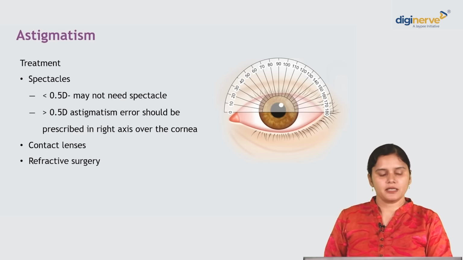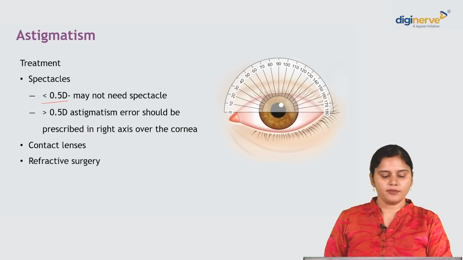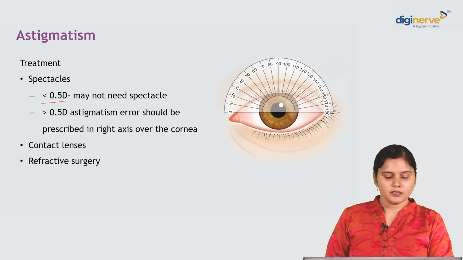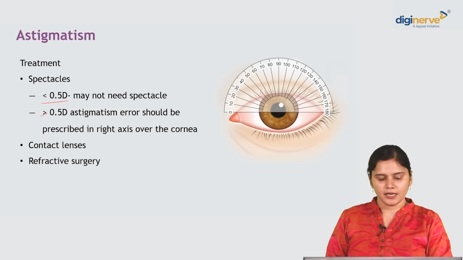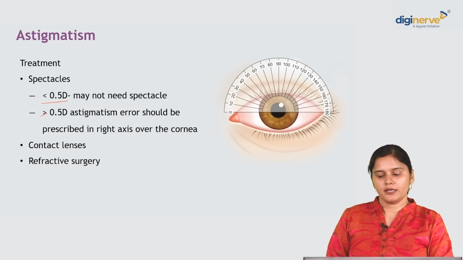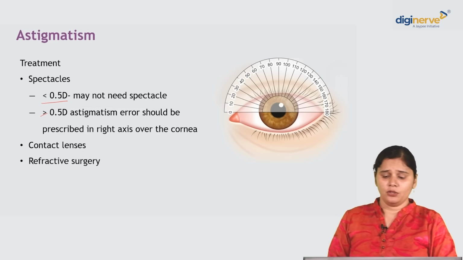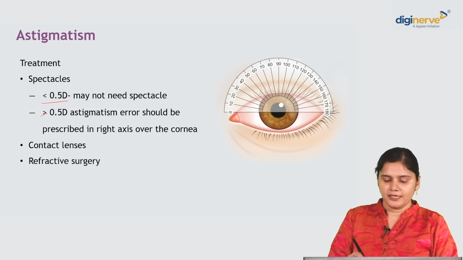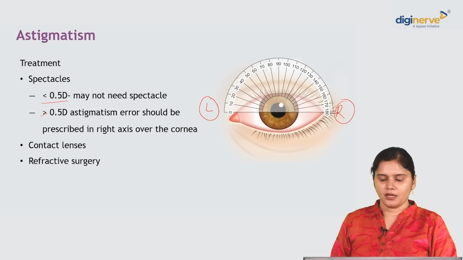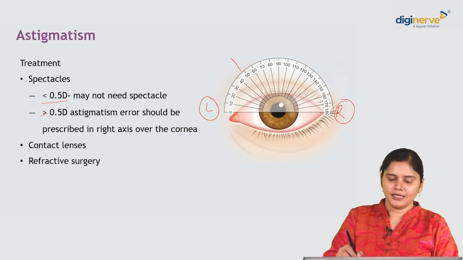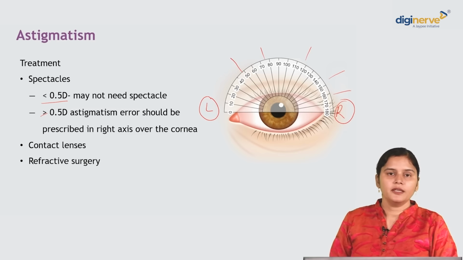If the astigmatism is less than 0.5 diopters, it may not need spectacle correction. If it is more than or equal to 0.5 diopters, it usually should be prescribed in the exact axis. How do you measure the axis? When you are doing refraction, usually the left of the eye is taken as 0 and the right of the eye is taken as 180 degrees, and that is how you measure the degree at which you have to give the astigmatism correction.